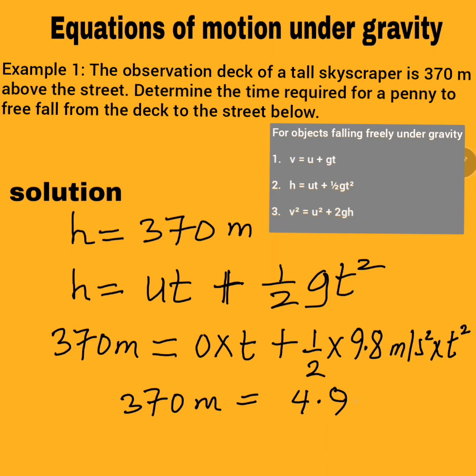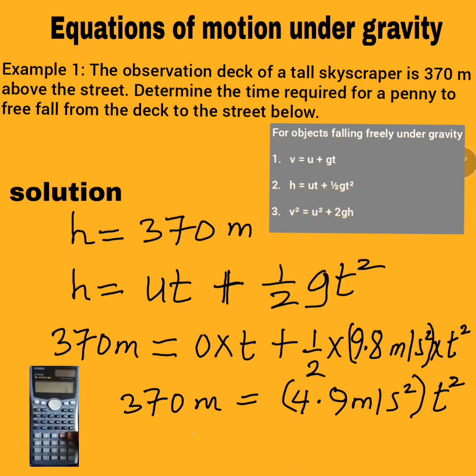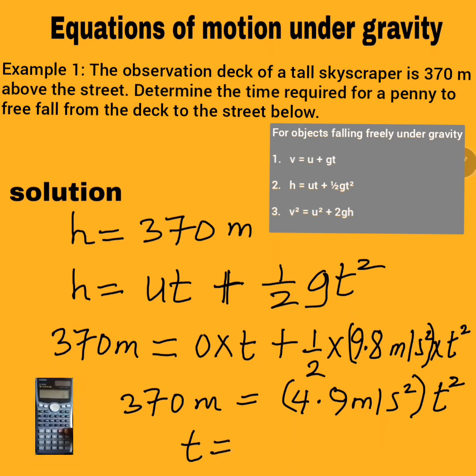4.9 meter per second squared. Let me put this in brackets, multiplied by t squared. I'm just going to put this in brackets so that you don't mix it up with the t squared. Then if you use your calculator to do this, you are going to get your time is equal to 8.69 seconds.